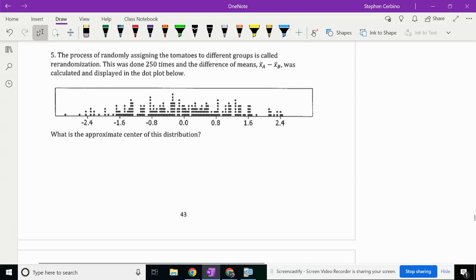Re-randomizing is us just taking the 10 tomatoes and putting them into different groups and seeing what our sample is. Looking at our sample distribution of all of our differences of sample means, we can see that it's an approximate bell curve, an approximate normal curve, and the approximate center is 0. Whenever we're doing a difference of sample means, a lot of times the approximate center becomes 0 because when we re-randomize, we're going to wind up getting groups that have that 0 difference.